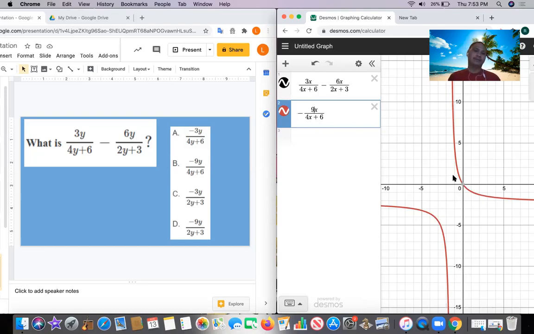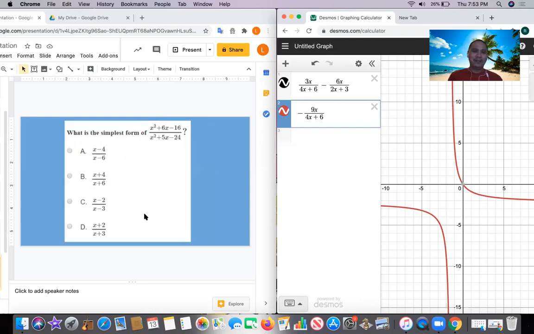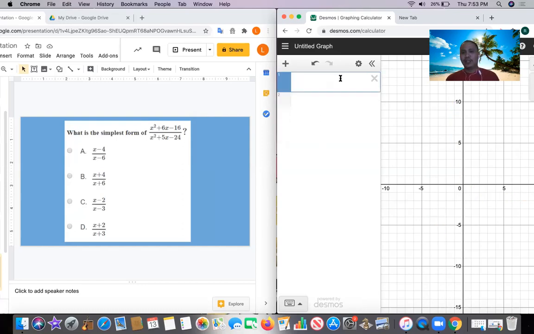Okay. Now another. What if we have this question? Oh, simplest form. We are simplifying. Simplifying, reducing. They are the same. What is the question? If you know how to read the question, you are good to go.